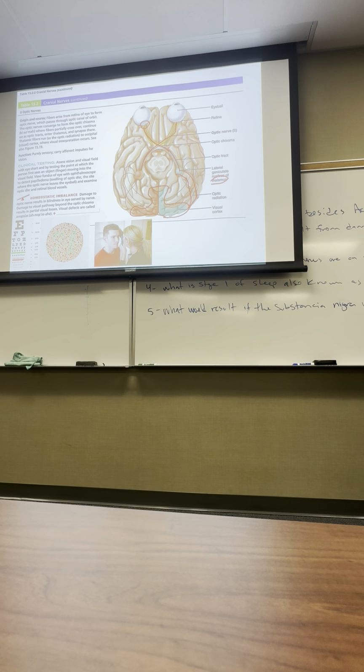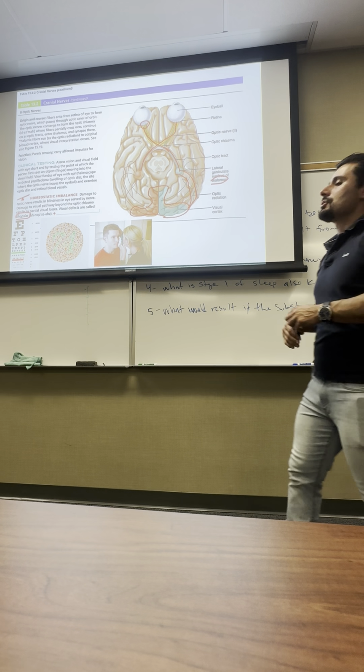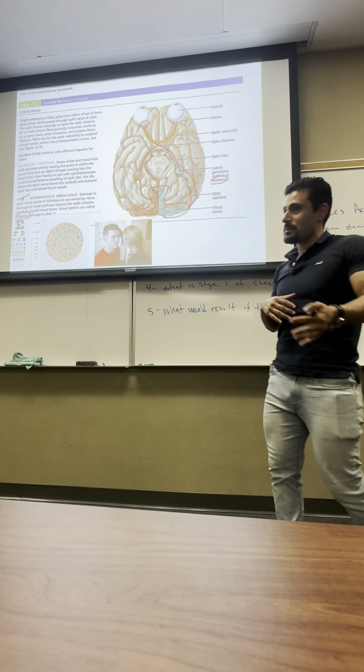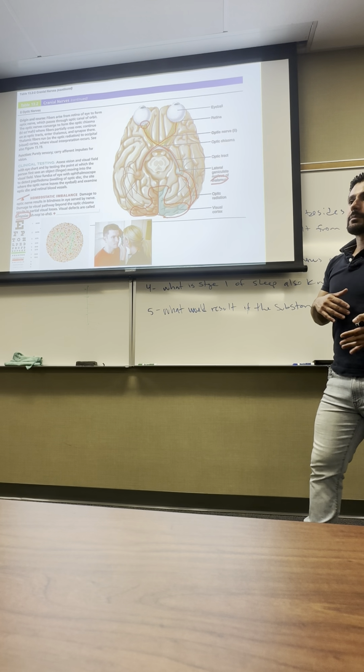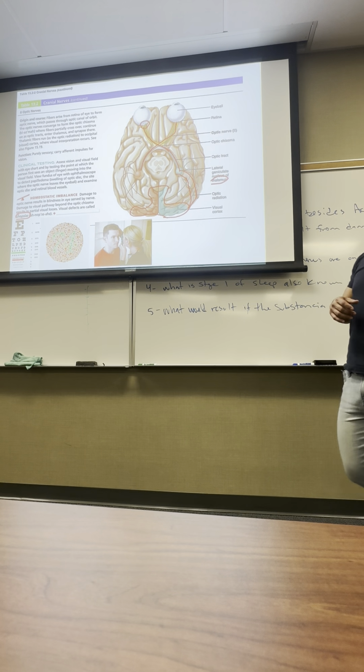What happens if you can't see? What is that called? Anosmia. That's called anopsia. Anopsias, okay? Anopsia is the inability to see. It sounds like anosmia, right? But it's different, because one is the loss of smell and one is the loss of sight, okay?